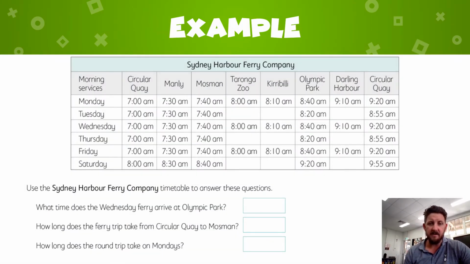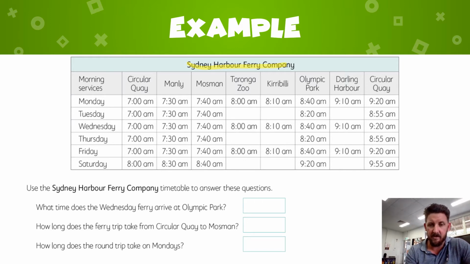All right, so what I've done now is I've got some examples for us to quickly look at. We've got the exact same timetable above. So you can see here, we've got the Sydney Harbour Ferry Company's timetable. We know that we looked at, again, the columns and the rows. We looked at the rows and saw that there were the days of the week. We looked across the top on the columns. We can see that they're the different stops. It says here that we're going to use this timetable to answer these questions.